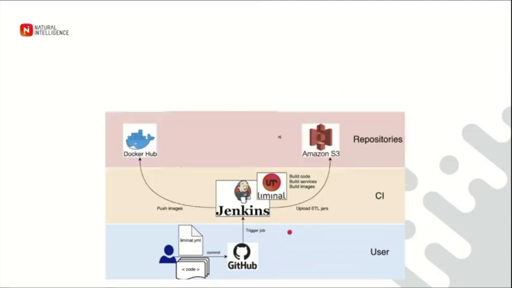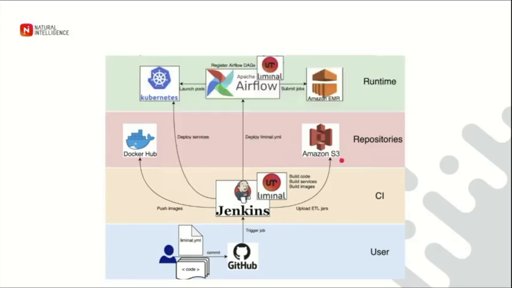From there, these artifacts are deployed by Jenkins to our repositories. So images are uploaded to Docker Hub, and jars with Java code for ETL processes are uploaded to Amazon S3. Deployment of applications is then done to our runtime, which consists of Apache Airflow for scheduled data pipelines, Kubernetes to run user code and services, and Amazon's Elastic MapReduce to run big data jobs.